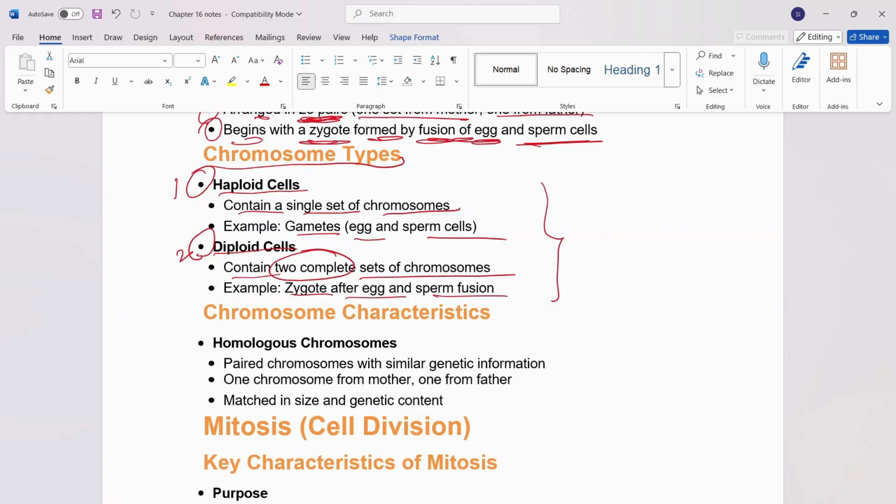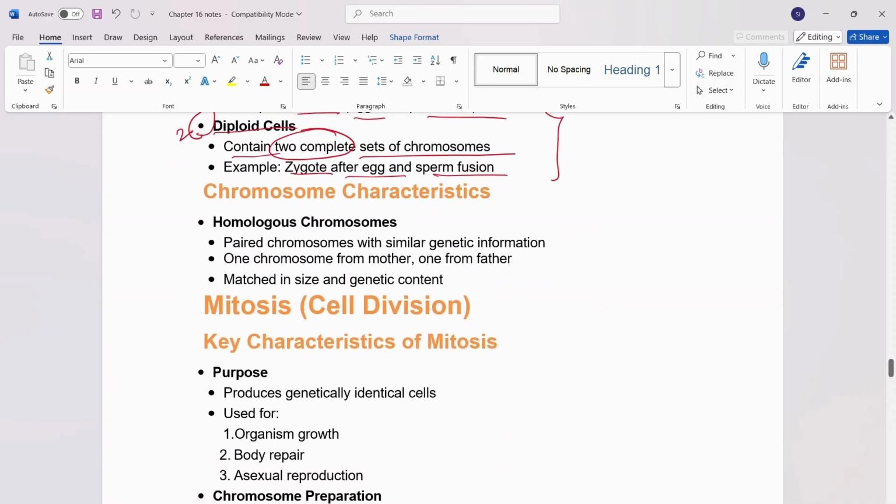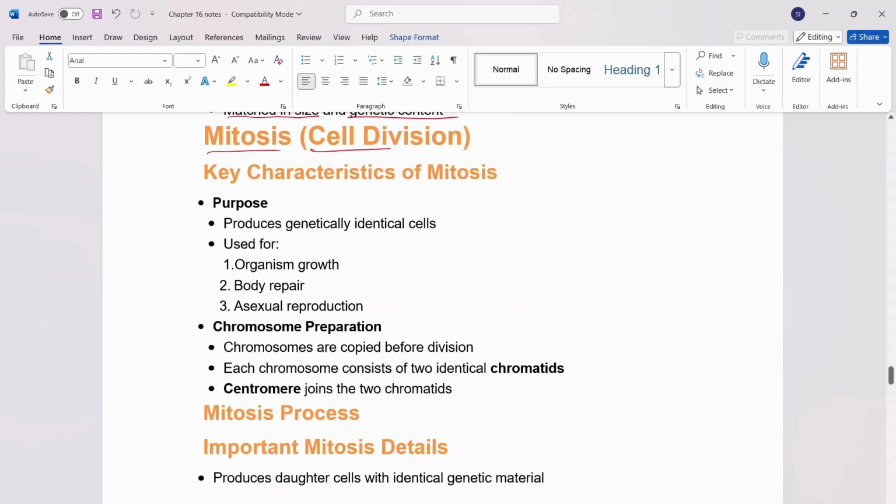Important points, try to remember these as they can be tested in the exams. Chromosome characteristics: homologous chromosomes are paired chromosomes with similar genetic information, one chromosome from the mother and one from the father, matched in size and genetic content. Next we have mitosis, cell division. Key characteristics of mitosis: its purpose is to produce genetically identical cells used for organism growth, body repair, and asexual reproduction.